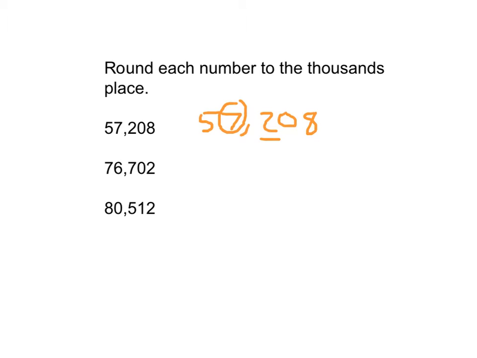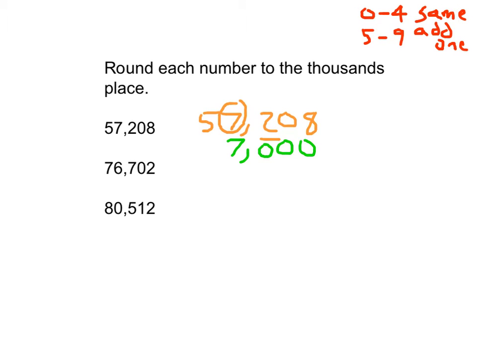One of the things you might want to continue to do as you are working is remember: 0 to 4, same. 5 to 9, add 1 as the game. So in this case we keep it the same. So the 7 stays the same. We flex our muscles like the hero, digits to the right change to 0, and all other digits stay the same.